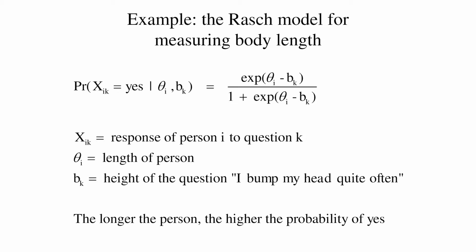I bump my head quite often. That question has a certain height. Are you over it or not? So the longer the person, the higher the probability of a yes response. So in the end, you map all the people and all the items on a common scale.